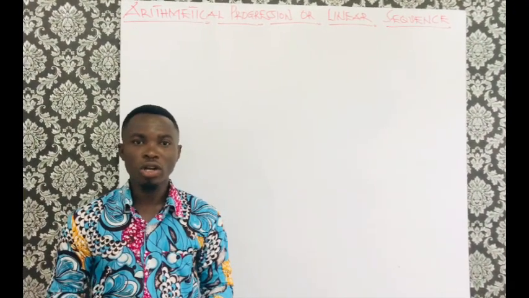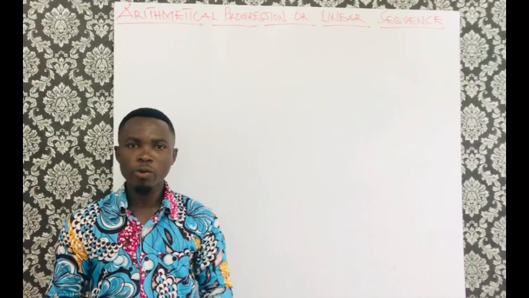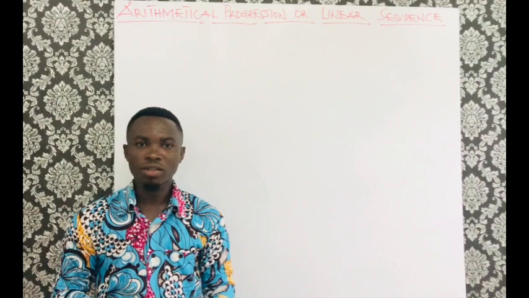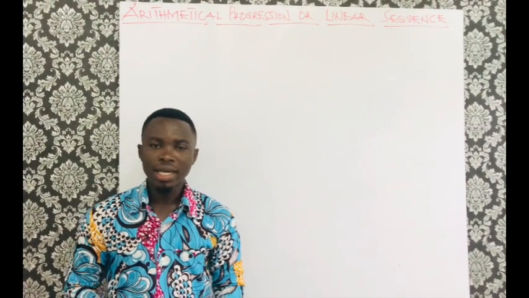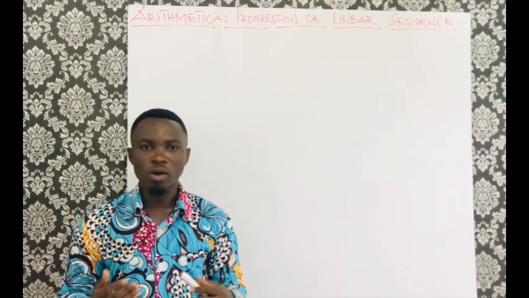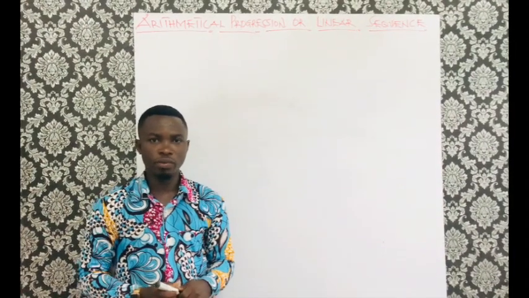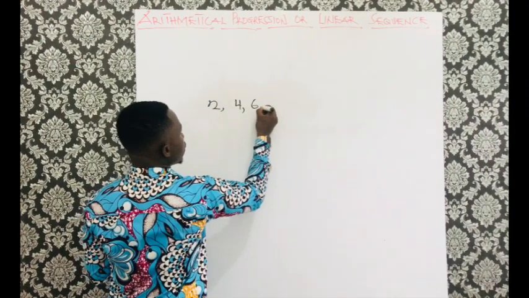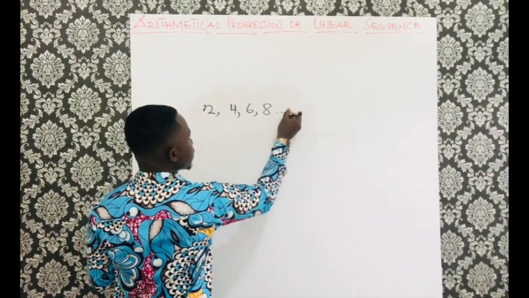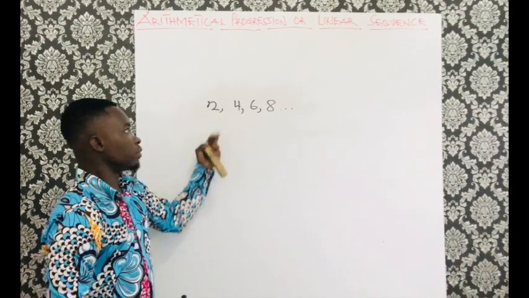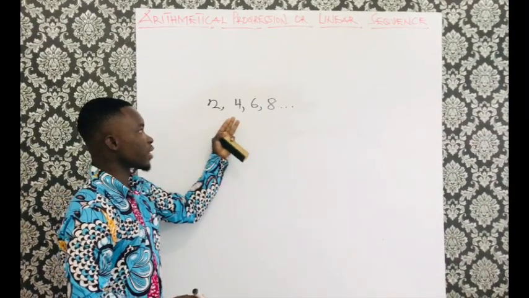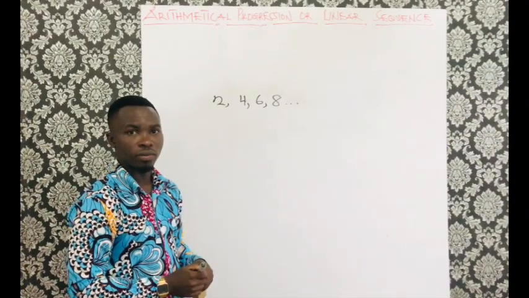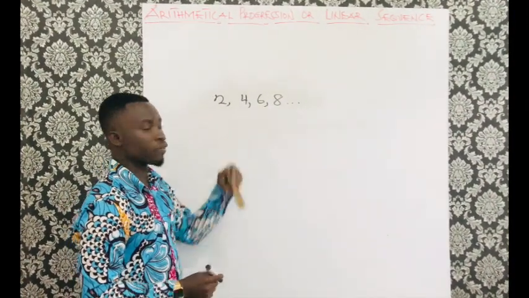Arithmetical progression or linear sequence is a sequence in which the consecutive terms increase or decrease by adding or subtracting a constant. The constant is what is known as the common difference. For example, we have 2, 4, 6, 8. Now, we have a sequence on the board, and this sequence is up to infinity. It means the last term is unknown. This sequence has a common difference of 2.